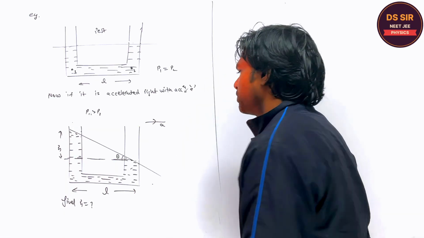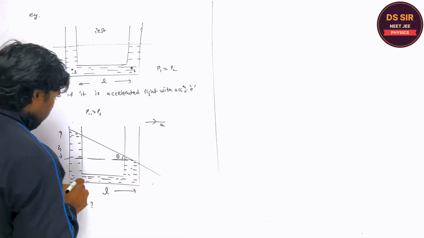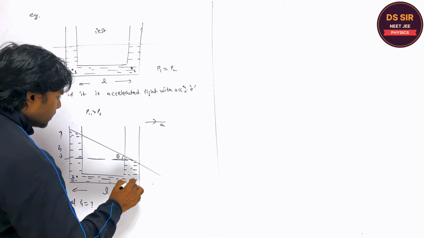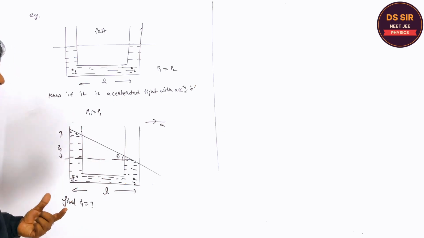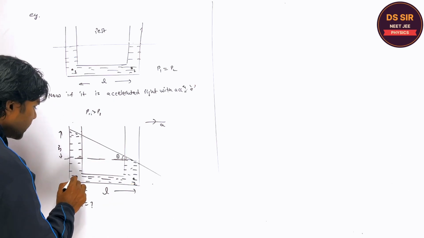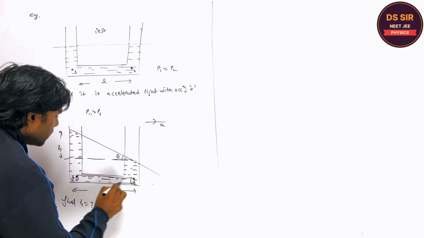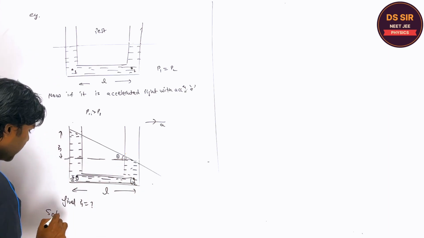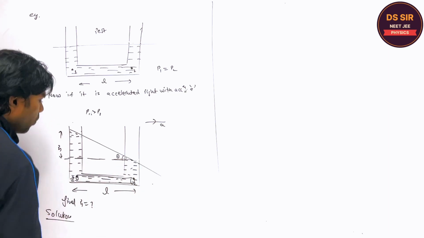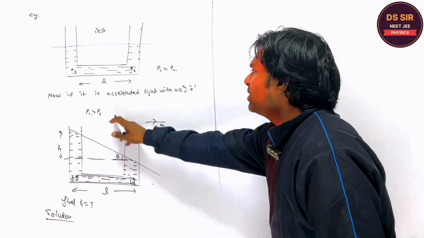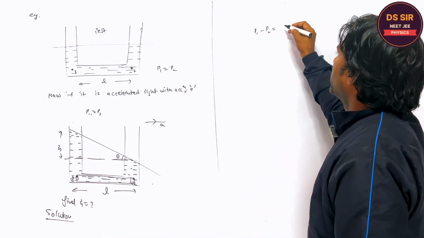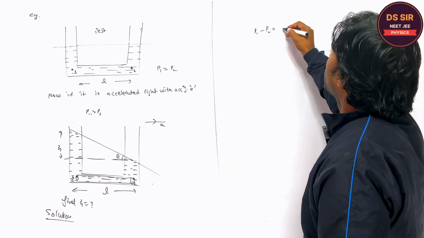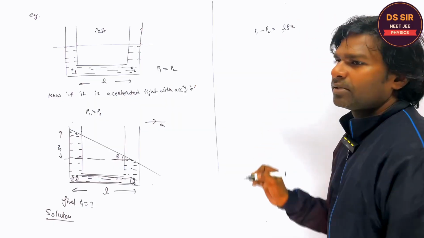So let's see. To solve this question, I will assume this is the point 1, this is the point 2. As I told you, you told me that P1 is greater than P2. And by what amount can you consider P1 to be greater? Tell me. What is the difference? P1 minus P2 is equal to what? L rho A. That's it.